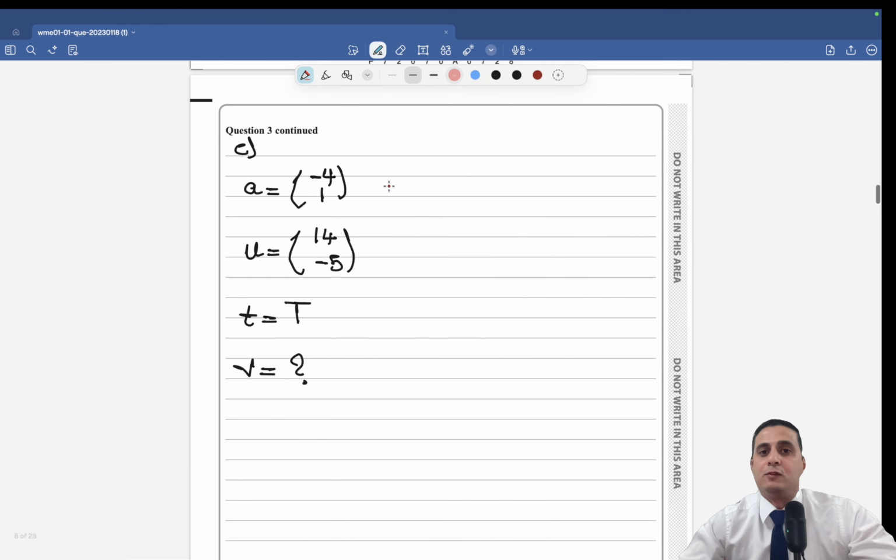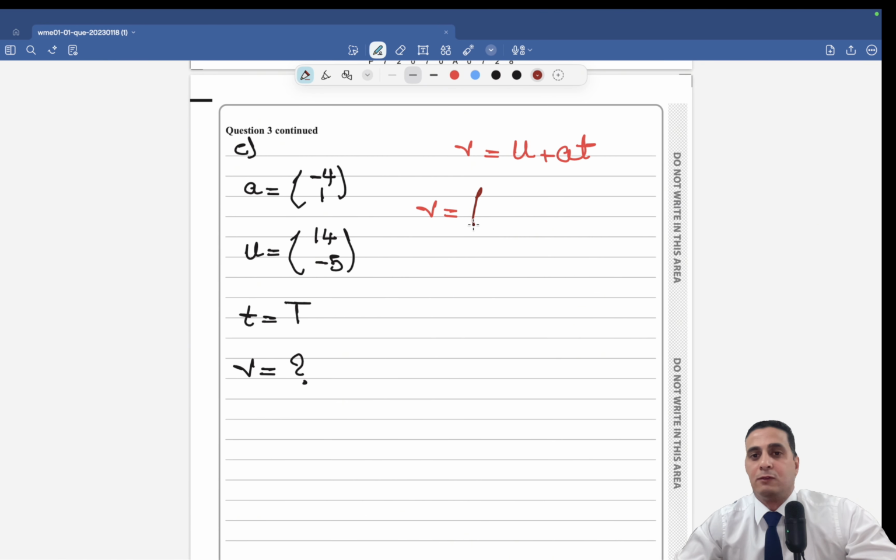Let's apply SUVAT again. So we have V equals U plus AT. So we have V equals our initial velocity, which is 14 and -5, plus the acceleration, which is the same, -4 and 1. And this time multiplying by the time, which is capital T.